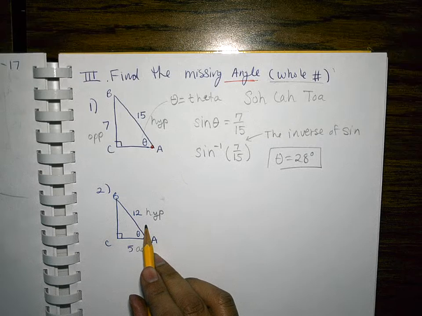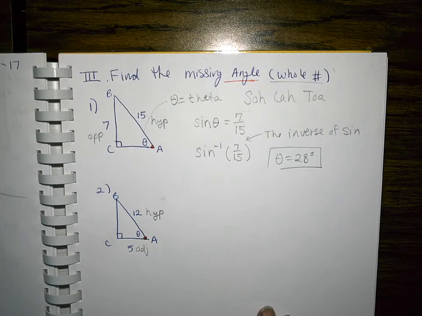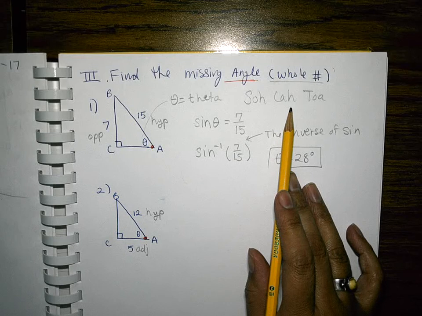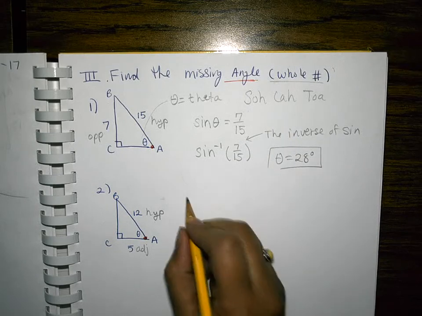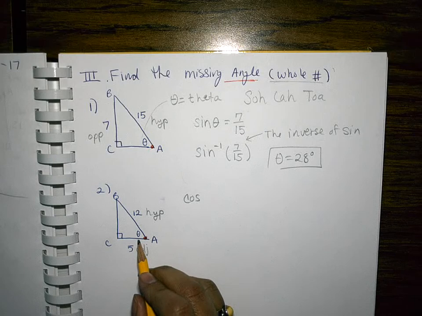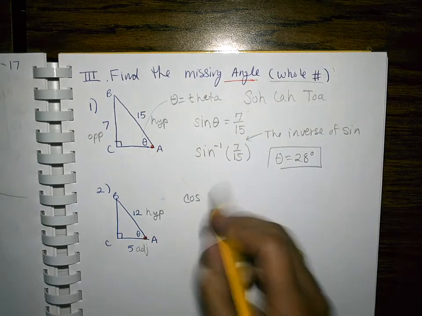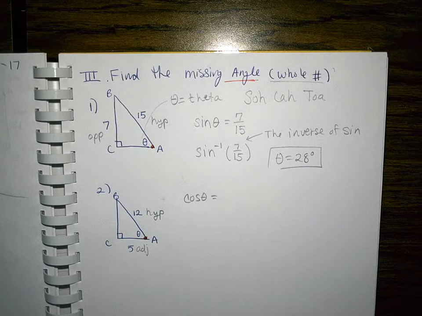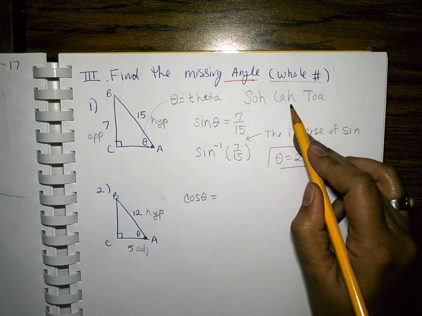Okay, so let's continue. Let's go to our SOHCAHTOA. Which one deals with adjacent over hypotenuse? Cosine. Good job. Cosine of an angle, and since they did not give me an angle and the angle is what I'm looking for, I put in theta. Cosine of theta equals adjacent over hypotenuse.